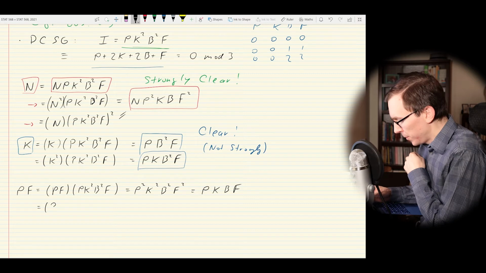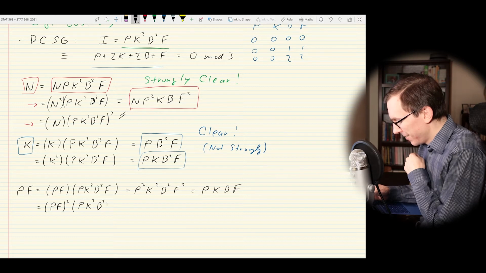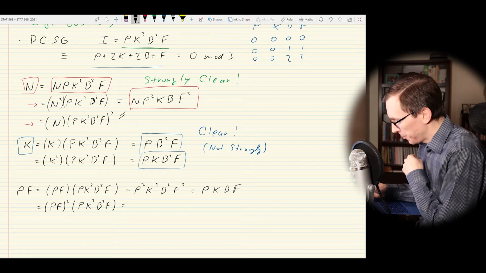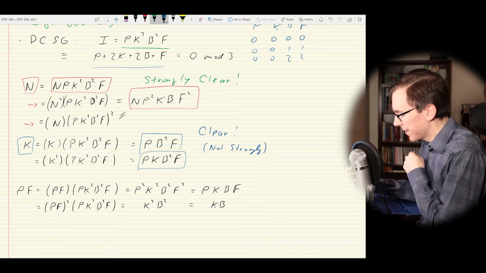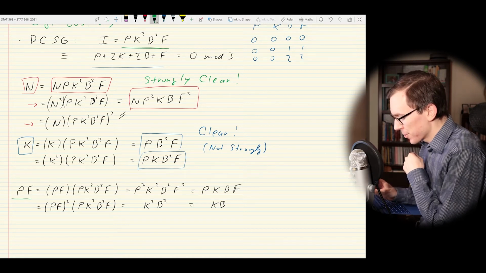But if we multiply this by PF squared, now things become a little bit more interesting. What we end up with here is a P cubed and an F cubed, which both vanish because they're taken to the third power, and we're left with just a KB. So what this means is that, well, first of all, PF is neither clear nor strongly clear.